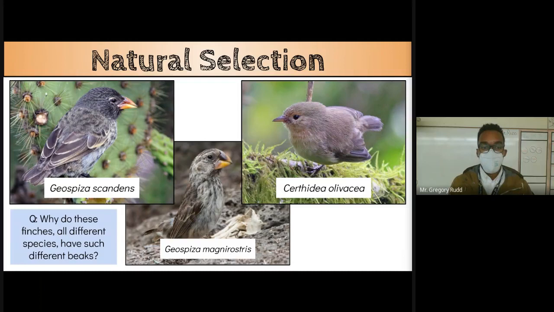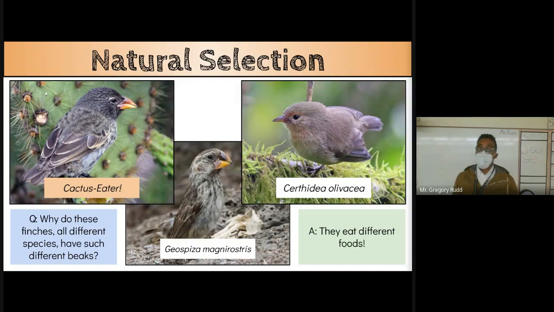So this very first bird in the top left is a cactus eater. So it's got that sharp, hard beak that gives it protection near the cactus, but it also allows it to penetrate the cactus and extract nutrients. The one in the middle there is a seed-eating bird. So it's got that really wide, also similarly hard beak that allows it to crack seeds open on the ground.